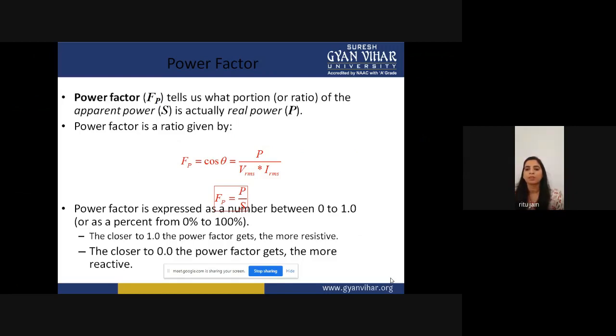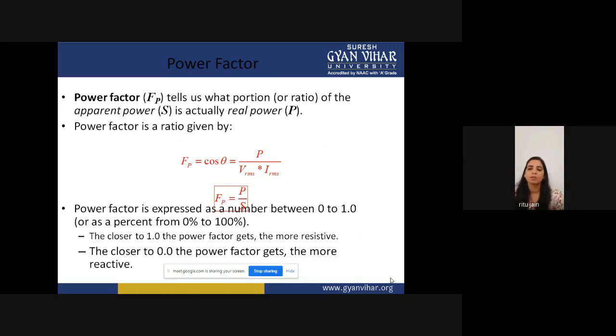So power factor is expressed as a number between 0 and 1. The minimum value of power factor is 0 and the maximum value is 1. So you can also say the power factor is a percent from 0% to 100%.